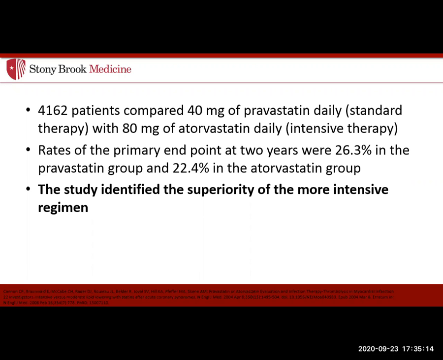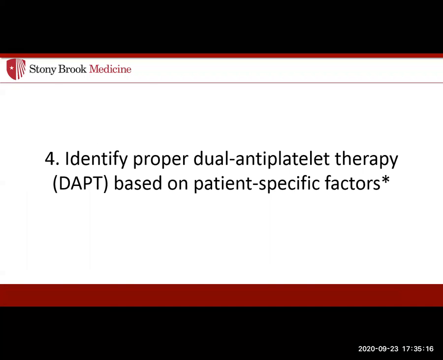And now that we have talked about our maintenance therapy, we want to focus on our dual antiplatelet therapy, also known as DAP therapy. This is for patients who had any type of PCI or CABG. And these are based on patient-specific factors, so we'll touch upon those as we move on.